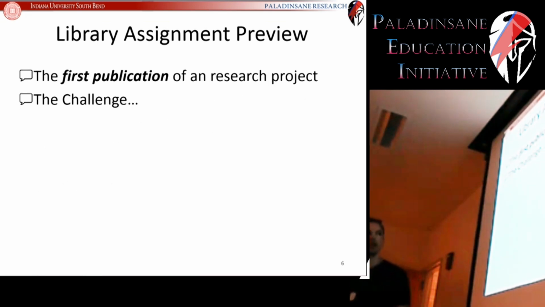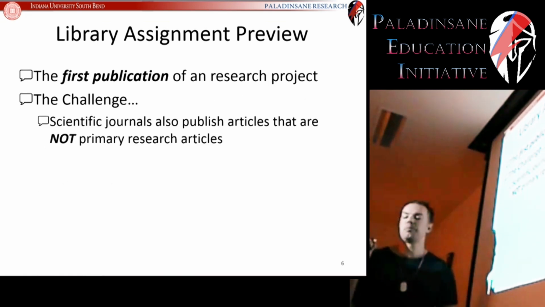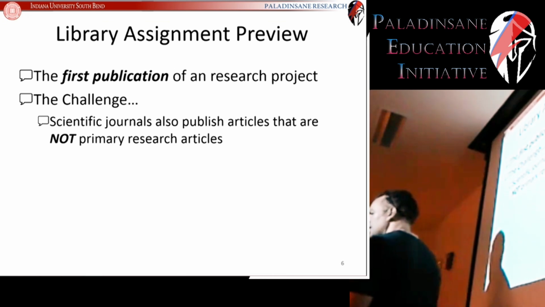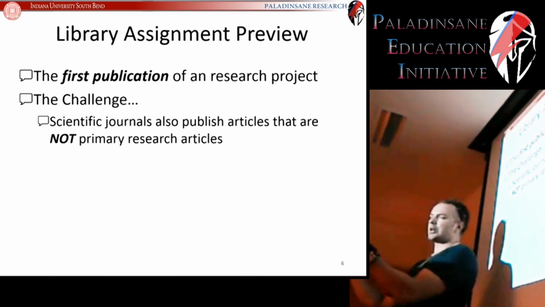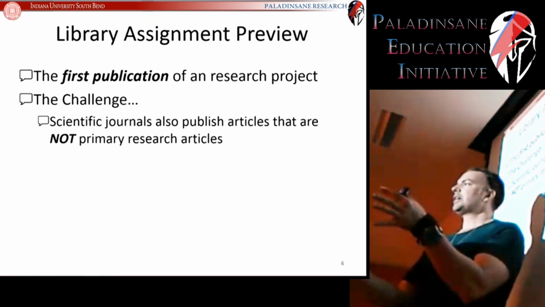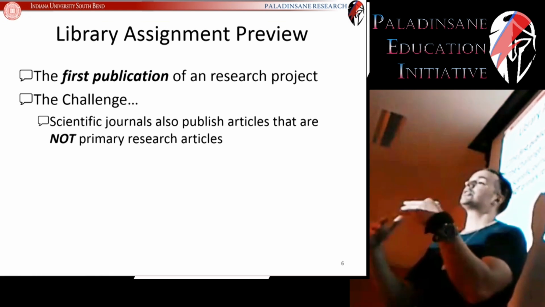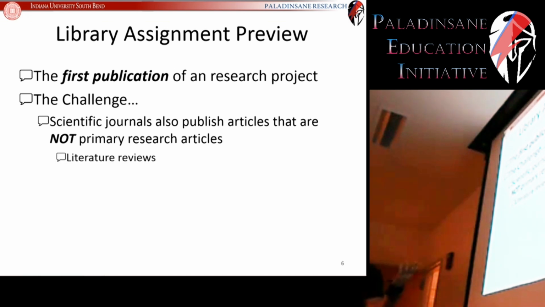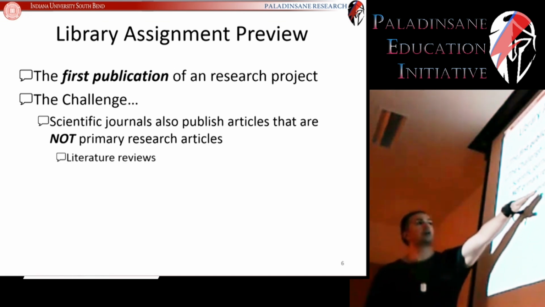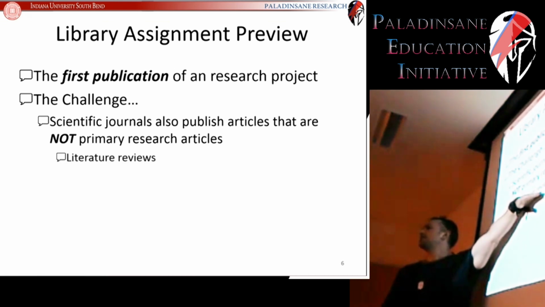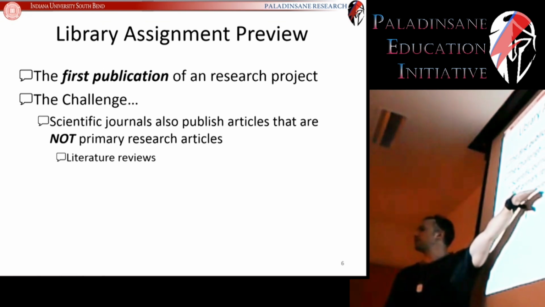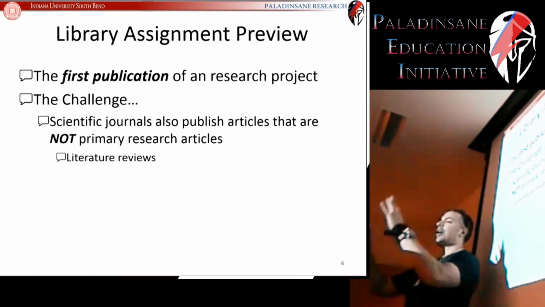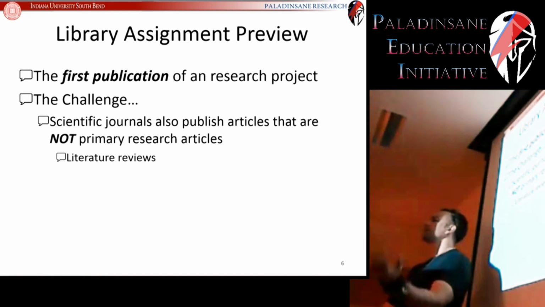However, the challenge is that scientific journals publish other stuff as well. So a scientific journal will publish primary research articles, but it will also publish other articles, secondary research articles. So it'll publish things like literature reviews. These are exceptionally useful, especially if you're new to a field. So this is basically a synopsis of all the research that had been done in a particular area.